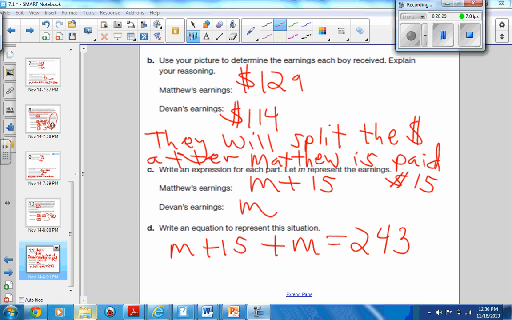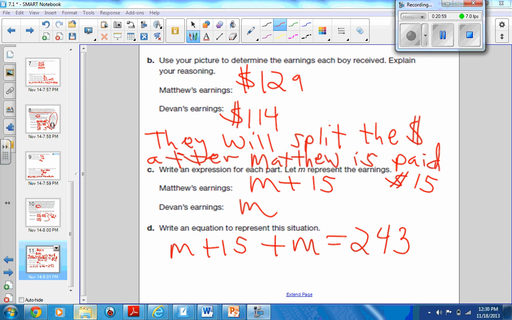So you should have, after doing whatever method you felt you could use, gotten that Matthew gets 129 because he gets that extra $15, and Devin gets 114. So your reasoning should have been they will split the money evenly after Matthew has paid his $15. So again, you should have gotten M plus 15 for Matthew. Devin gets M, and the equation should have been M plus 15 plus M equals a total of 243.